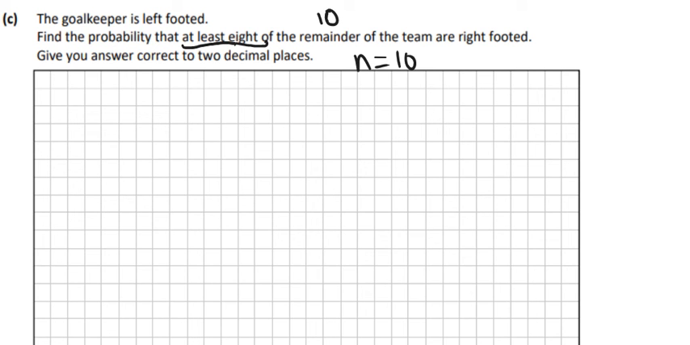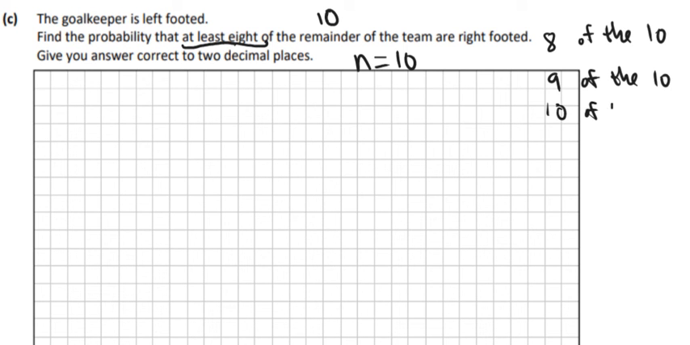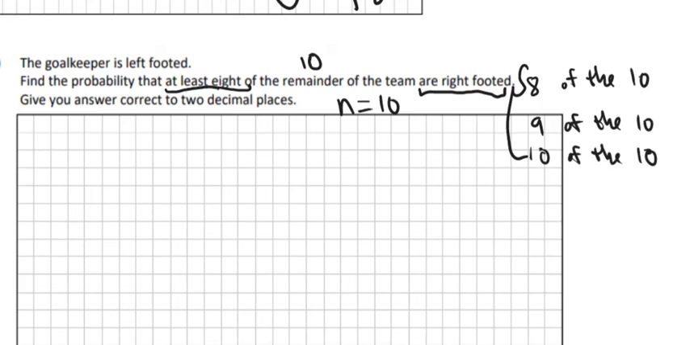So therefore at least 8 of the 10 would include 8 of the 10. It would include 9 of the 10. Or it would include 10 of the 10. So these are all included in at least 8. So at least 8 would include 8, 9 or 10. So it's very similar to part B actually, we're just going to work it out for this. Now this time it's for right-footed. So right-footed is the favourable outcome here.